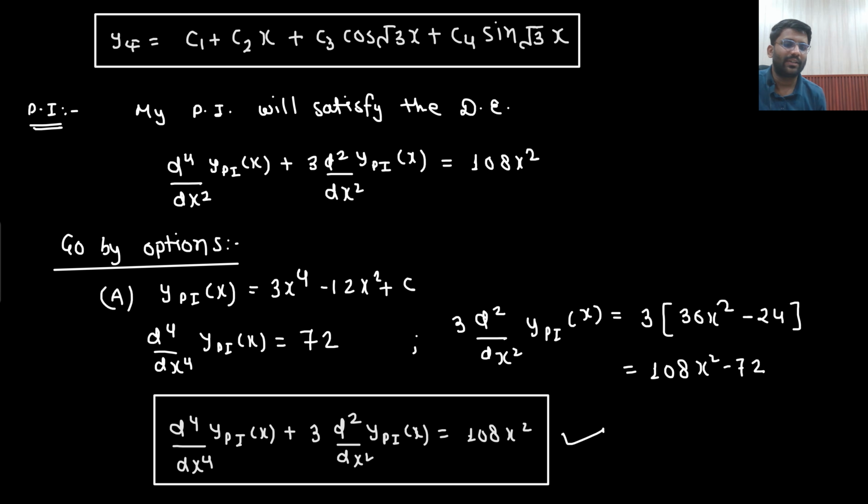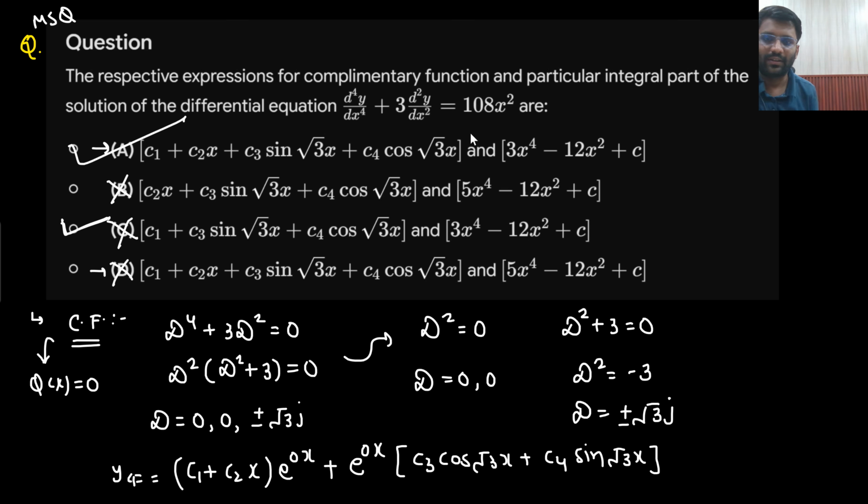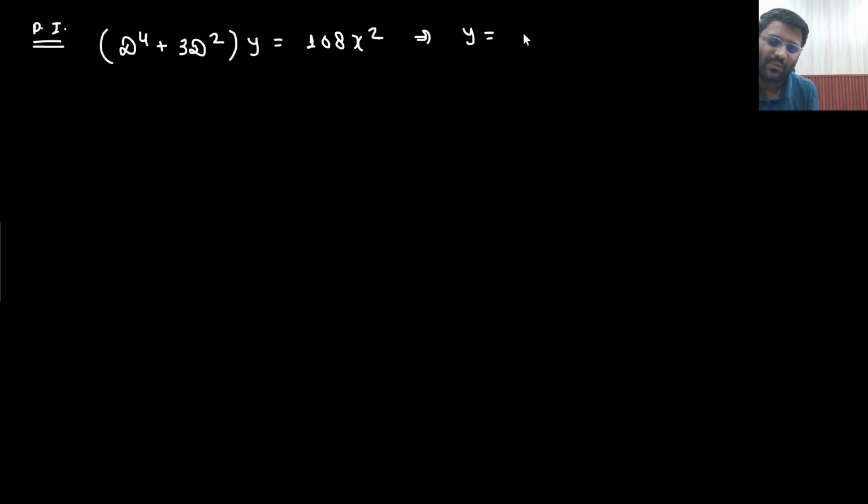Now, what is the actual method for finding the PI? So let's go with the actual method for finding the particular integral. So sir, (D^4 + 3D^2) y equals 108x^2. So what will you be getting? y equals 108x^2 divided by D^2 (1 + D^2 taken outside), so D^2 plus 3. Is that clear or not?